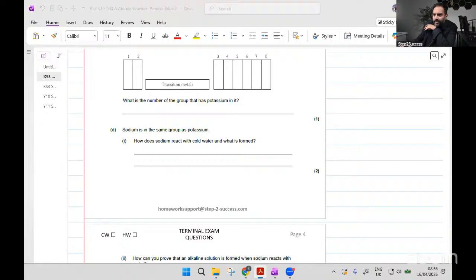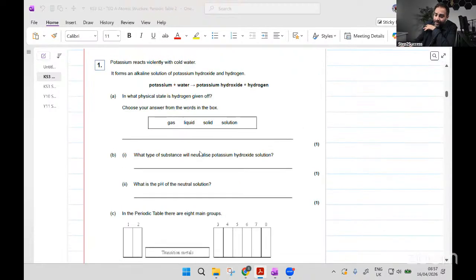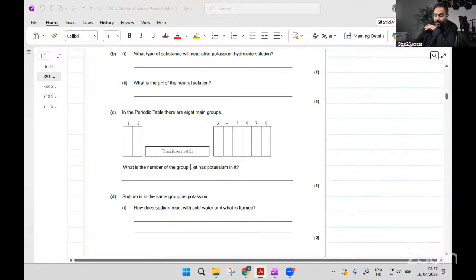Okay, I'll come to that one in a second, but I'll do this one. Booklet 2, 1D. That's this one here. How does sodium react with cold water and what is formed? A lot of these are difficult things that you won't necessarily know. I'll tell you how you could have known this question.